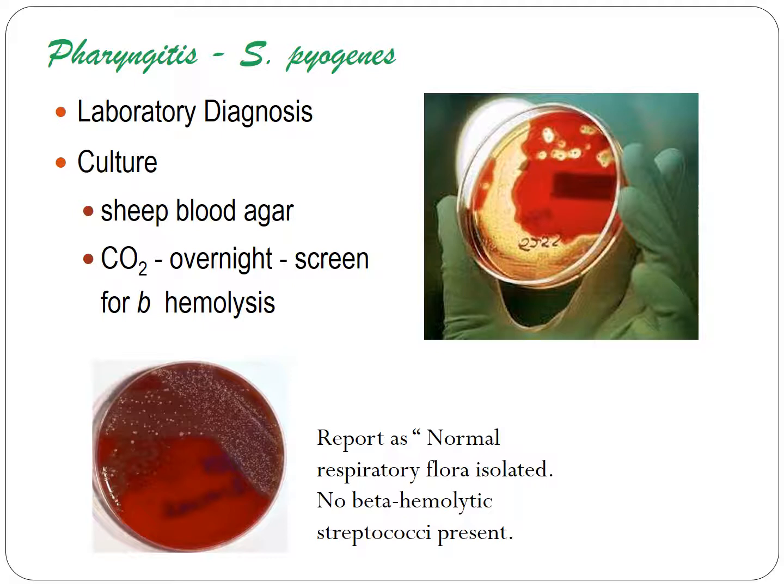However, when there are no beta hemolytic colonies found on the throat culture, as you see here in the lower left image, then this can be interpreted as normal respiratory flora isolated, and there are no beta hemolytic streptococci present, and no further workup is then necessary.